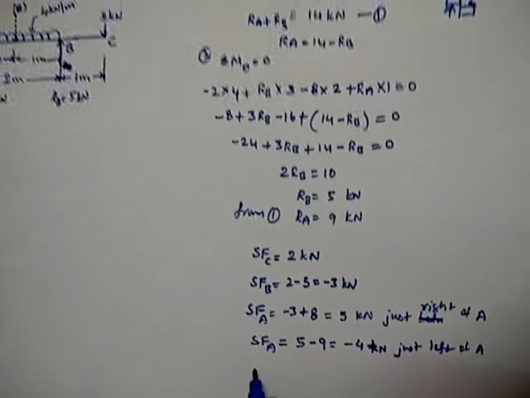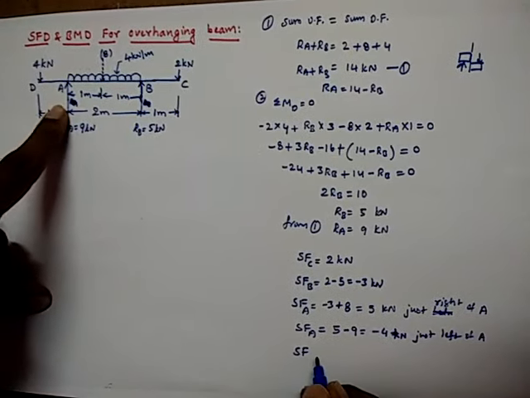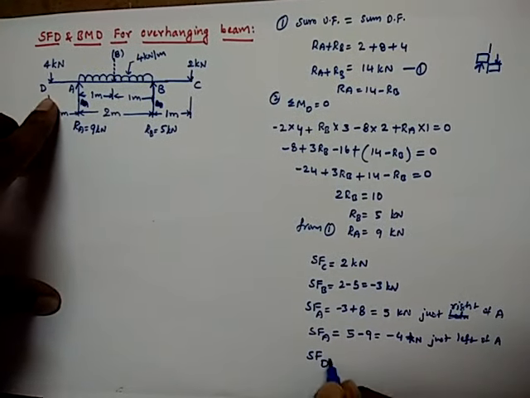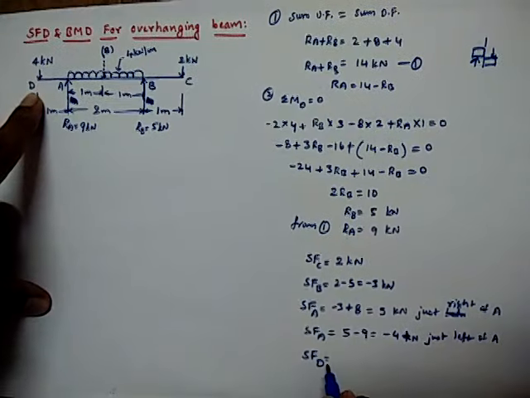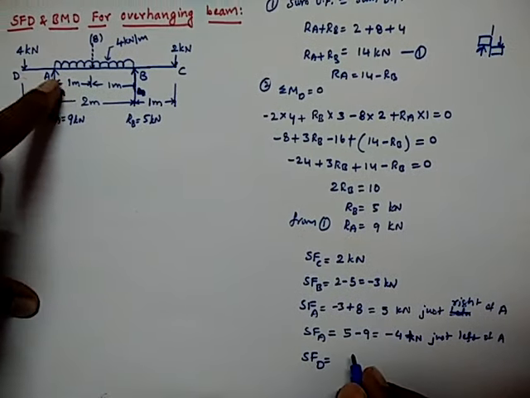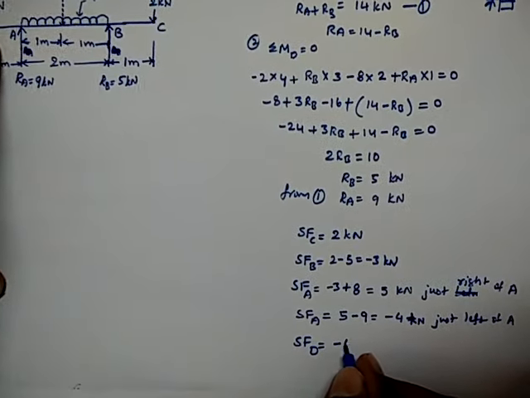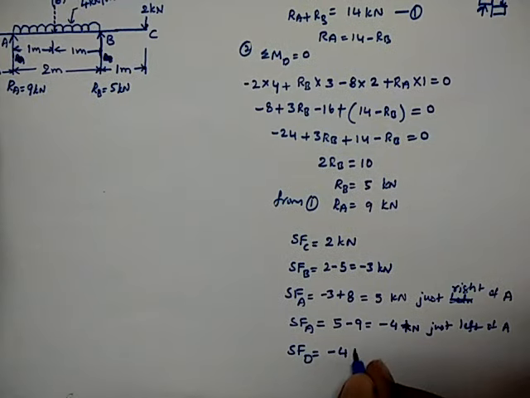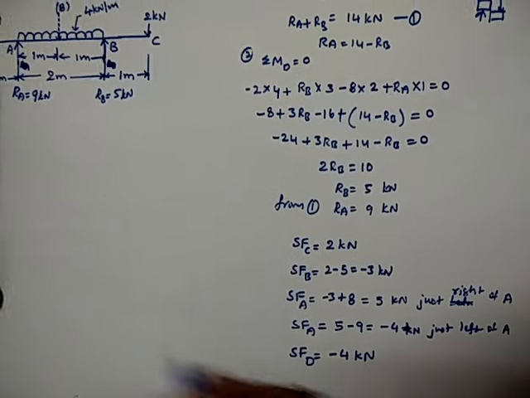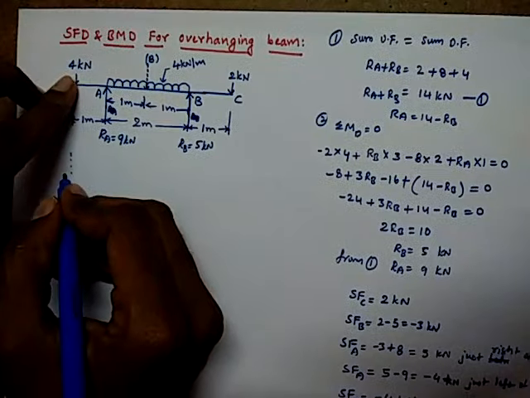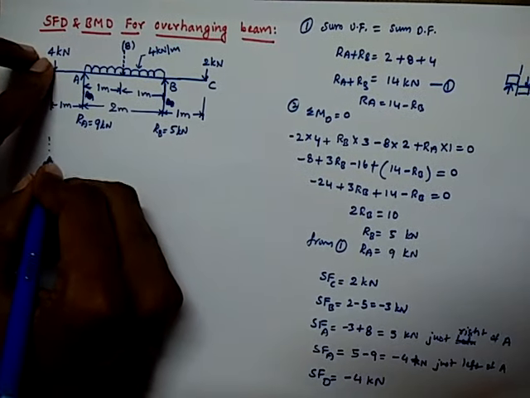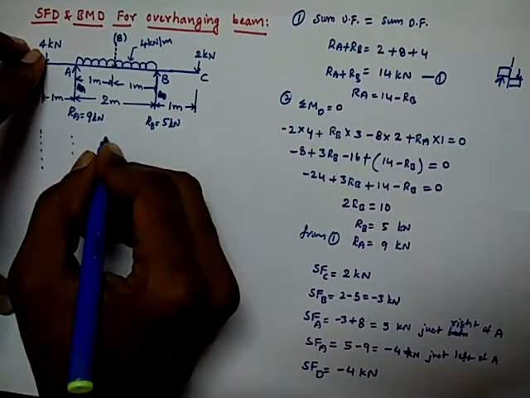Next, shear force at D. To the right of D it is minus 4, and from D to A no force is there, so it will continue, so shear force at D is also minus 4 kilonewtons. So let us draw the shear force diagram here, and don't take this 4 kilonewtons, why, because when you draw this diagram you'll understand here.